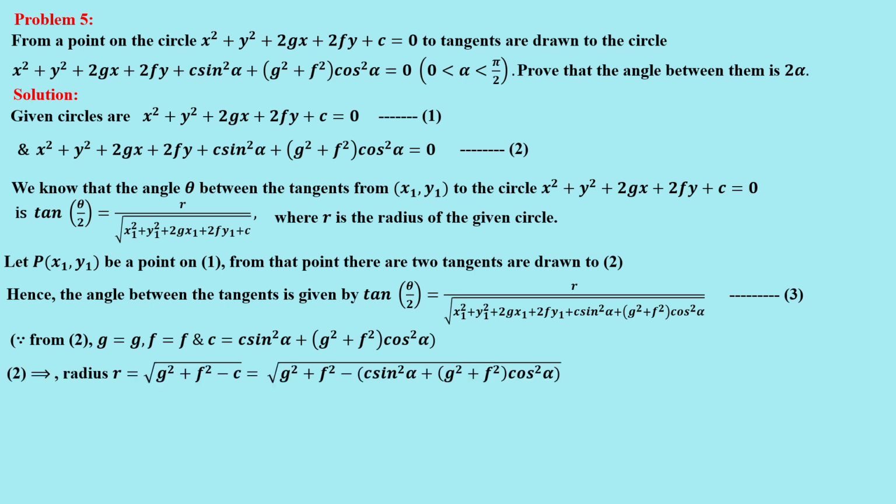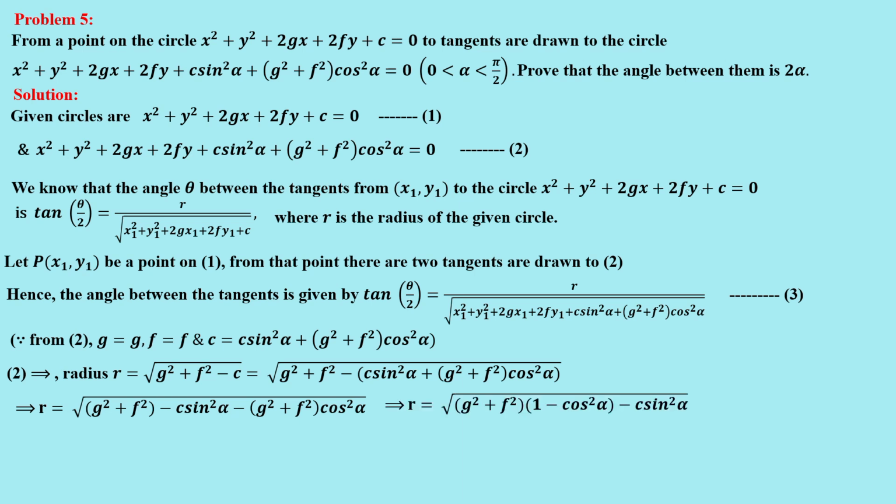Circle 2 has the radius r. So from the second equation we are going to find the radius of the second circle, which is equal to root of g square plus f square minus c, where g is g, f is f for the second circle, and c is c sin square alpha plus g square plus f square cos square alpha. So that is equal to g square plus f square minus c sin square alpha minus g square plus f square cos square alpha.